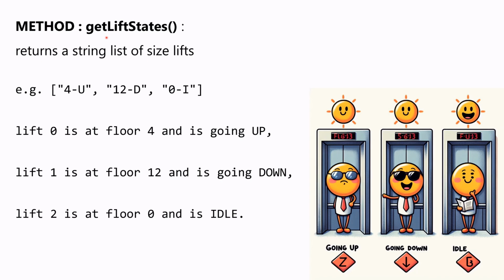Next method that we need to implement is getLiftStates. This method returns a string list of size lifts, where each item represents the floor and direction of the lift. It will be an array of strings in this format. For example, the elements are 4u, 12d and 0i. So there are 3 lifts in our system. Lift 0 is at floor 4 and it is going up. Lift 1 is at floor 12 and it is going down. And lift 2 is at floor 0 and it is idle.